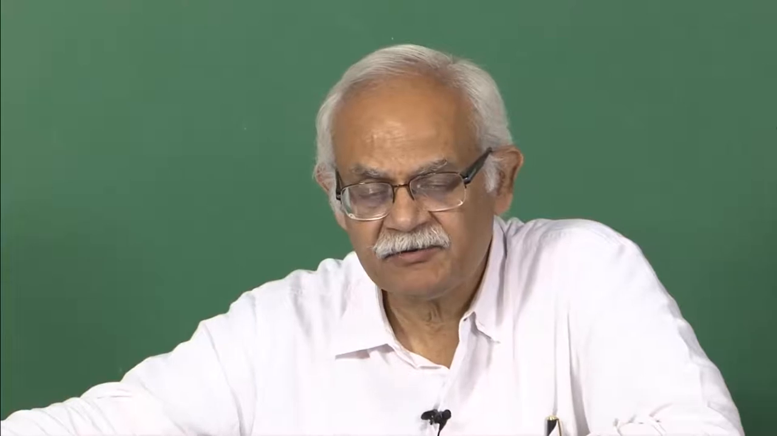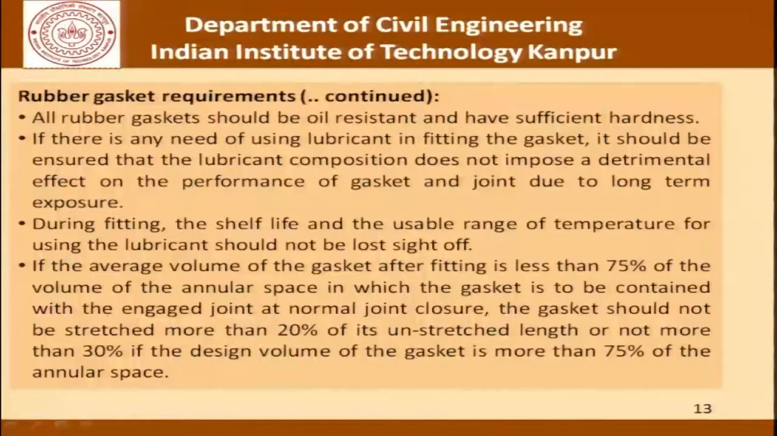So for that, we need to have a separate set of tests being carried out, and the gaskets used and the lubricants used, even the smallest amount of material being used of any kind, should have the right kind of durability. During fitting, the shelf life and the usable range of temperature for using the lubricant should also not be lost sight of. What it means is that the rubber and the lubricant, these are materials that often have a certain shelf life. That is, if they are not used within, let's say, 3 months or 6 months or whatever that number is, then their performance cannot be guaranteed. We have to make sure that they are used within their shelf life.